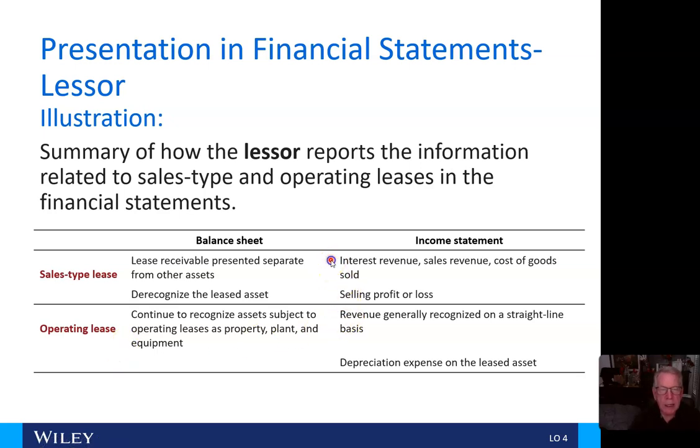On the income statement, our interest revenue, sales revenue, and cost of goods sold would be reflected, and the selling profit or loss under a sales type lease. But under an operating lease on the income statement, the revenue generally would be recognized on a straight line basis, and depreciation expense on the leased asset.